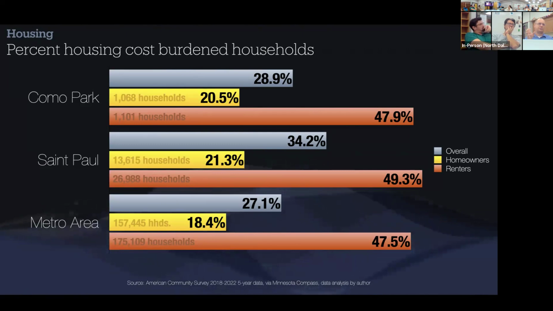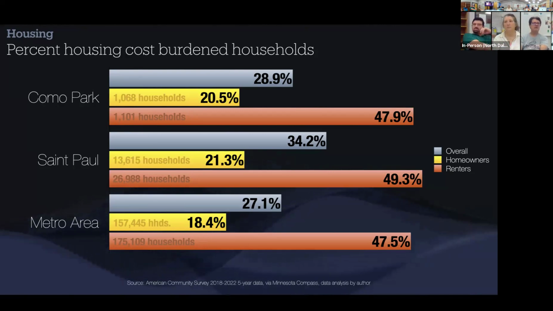You can also look at severely cost burdened households, which is those who pay more than 50%. There's not data specific to Como that I could get easily, but there's a goodly number of St. Paul residents. So cost burden is paying more than 30% of your total annual income towards housing and utilities combined. Right, okay.